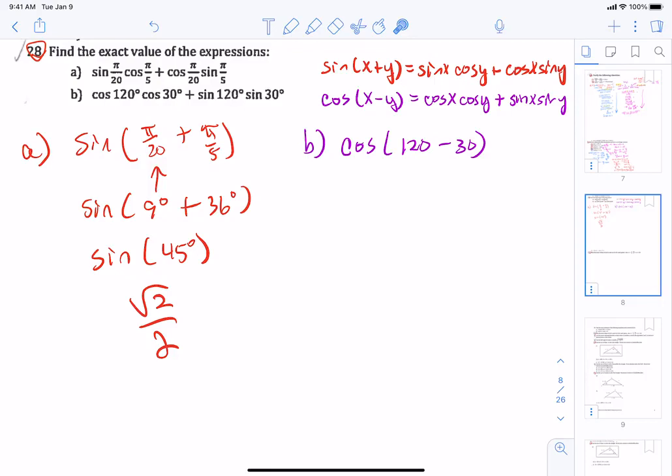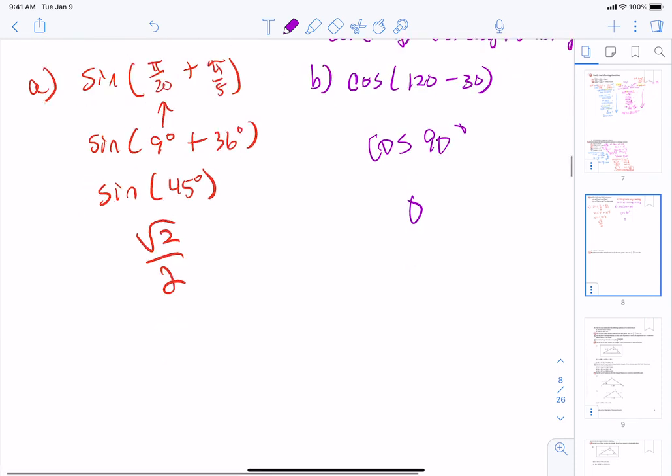So just do that subtraction. 120 minus 30 is 90. This is the cosine of 90. Think about the point on the unit circle up at 90. That's the point 0, 1. So the cosine is 0. So those aren't so horrible. They're pretty straightforward. Any questions about 28? So if you see something following those patterns, look on the board. Use that formula, undo it, you'll be fine.